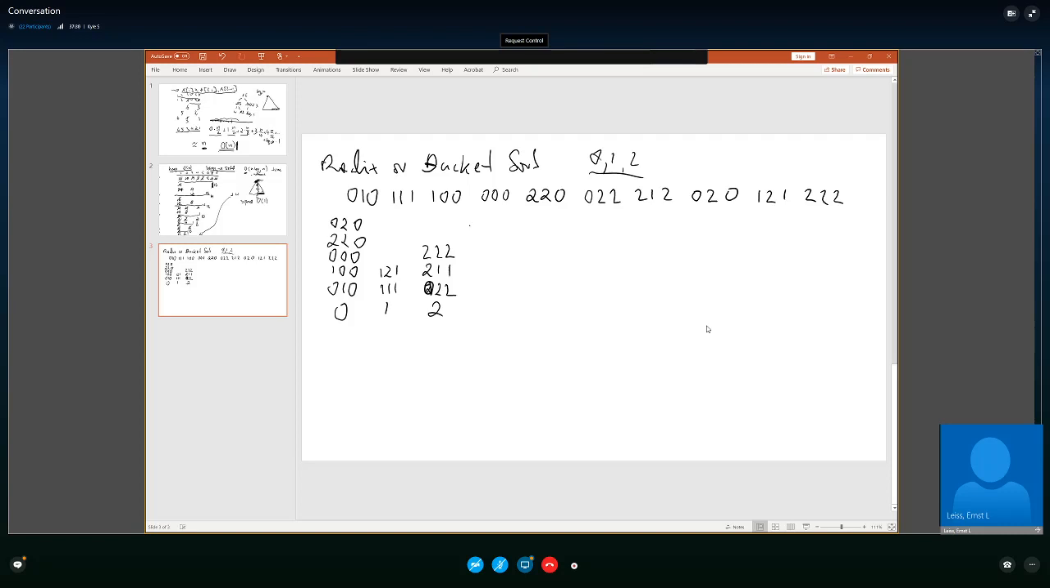And now we repeat the whole exercise, taking the elements in the order. Quick question: does 211 go into the 1? You're right, it's 212. Okay, 212.